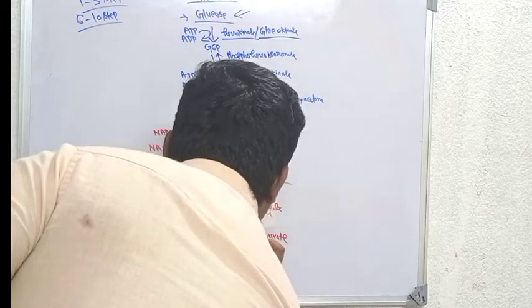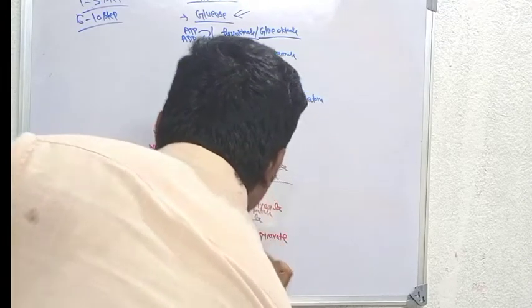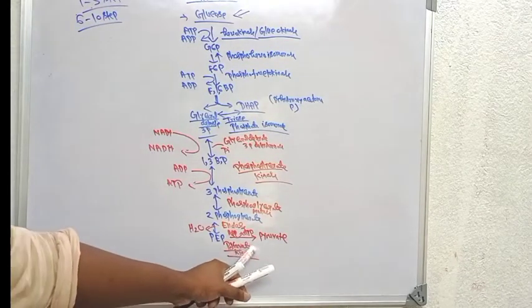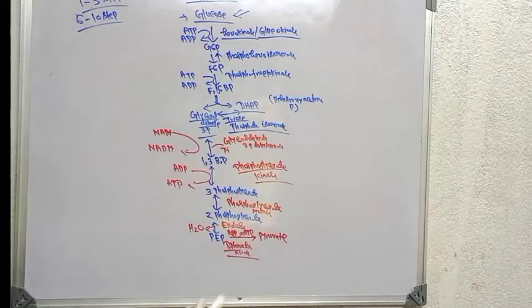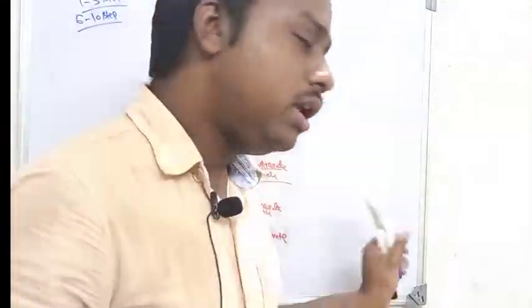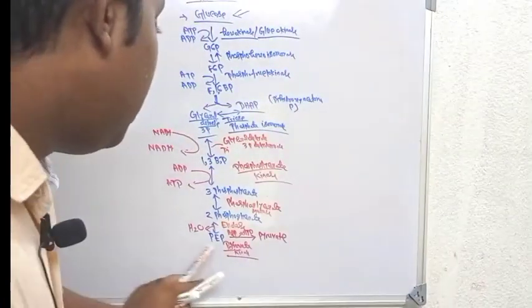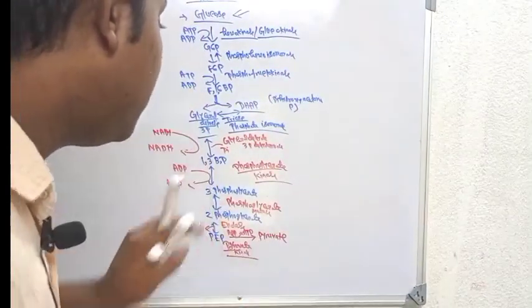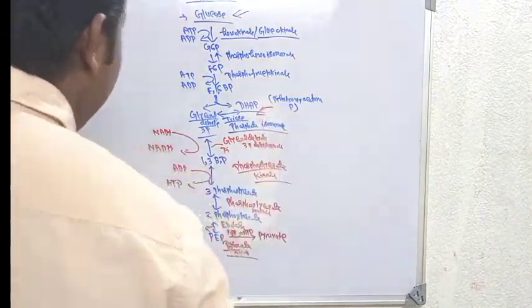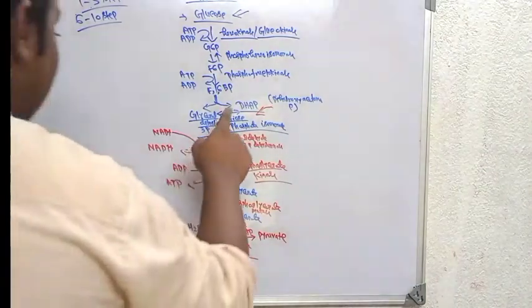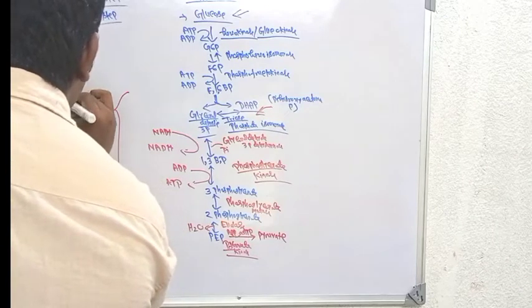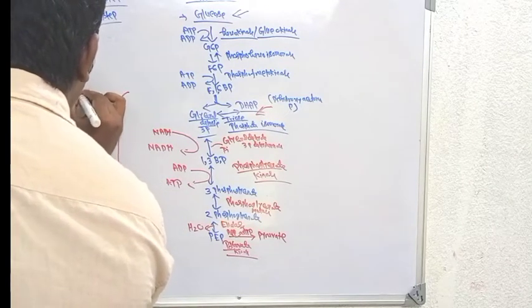Here the last substrate level phosphorylation takes place. From the PEP, phosphate is transferred to ADP and ADP is converted into ATP. So the entire glycolytic process contains two substrate level phosphorylations. This dihydroxyacetone phosphate re-enters into the glycolytic pathway. This step is called the payoff phase.